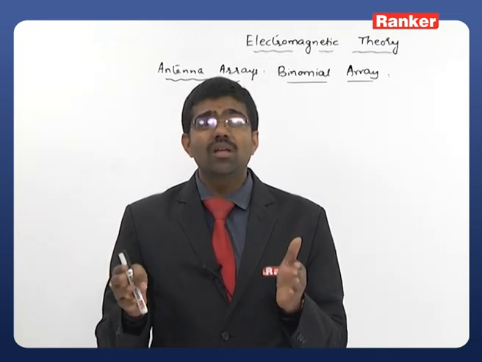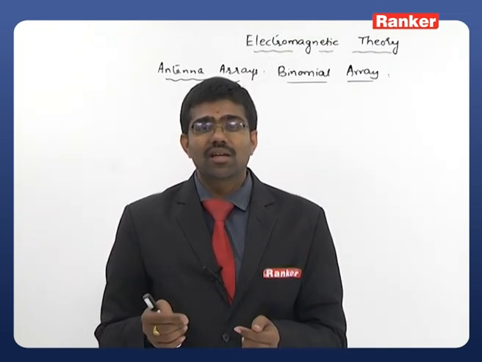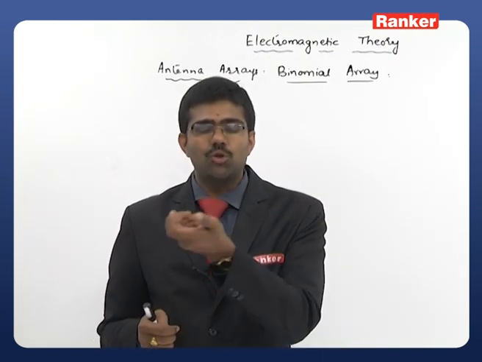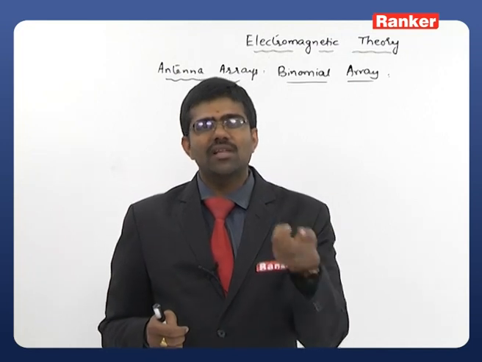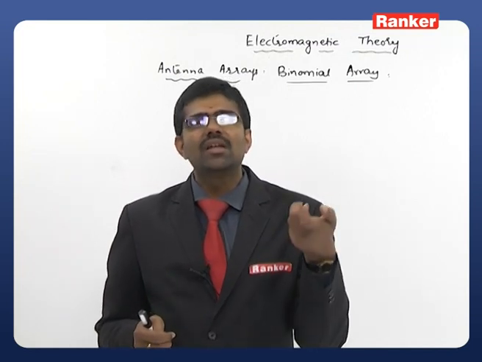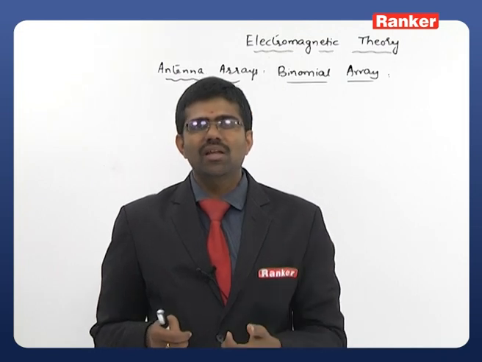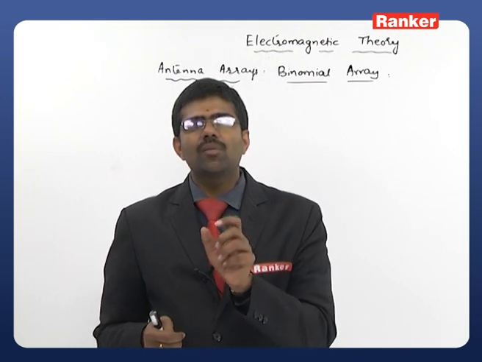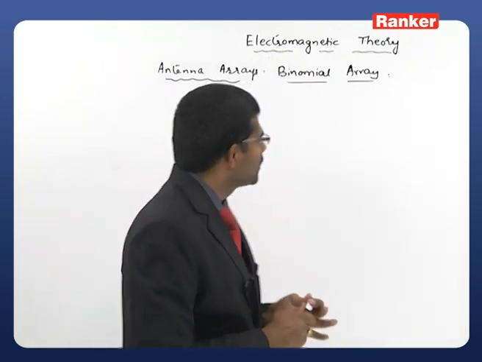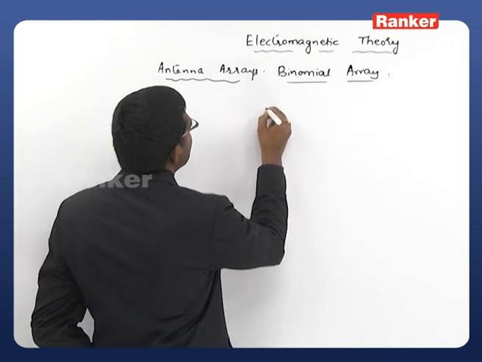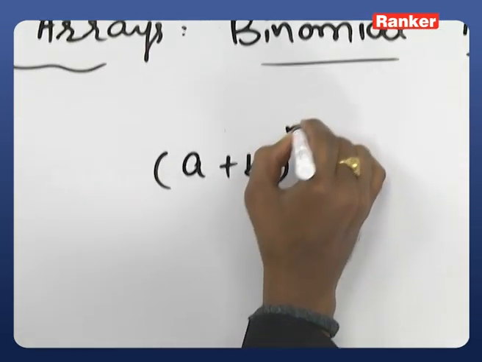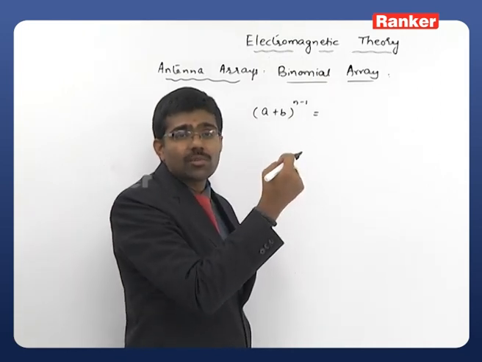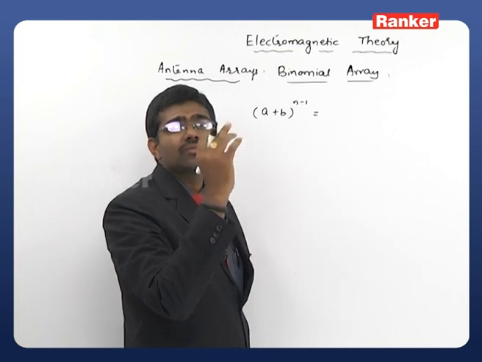To avoid or eliminate the minor lobes, there is one special type of array called a binomial array. In all the previous cases, we applied the same magnitude. That E0 is applied to the first element, second element, third element, like that. For n elements, we applied the same amplitude. But in the binomial array, the amplitude of the field will be varied according to the binomial expansion. The binomial expansion we consider is (a plus b) whole power n minus 1. This is the binomial expansion. The coefficients of this binomial expansion will give us the magnitudes of the fields.